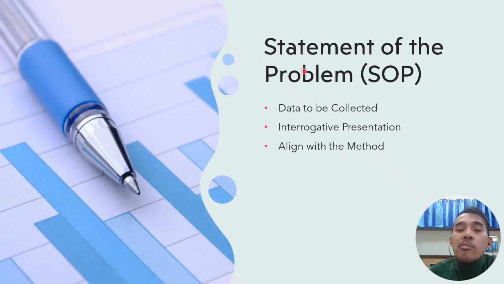In our research, for the statement of the problem, the idea is that you want to collect data. So, data to be collected. It is the interrogative presentation of what data you want to collect, and this should be aligned with the method. That's why there is a reason why you need to have a consultation with the advisor. So you would have now the initial review of what you are doing for your research.